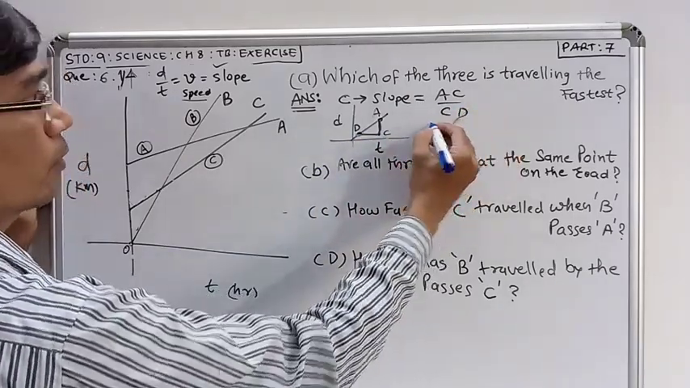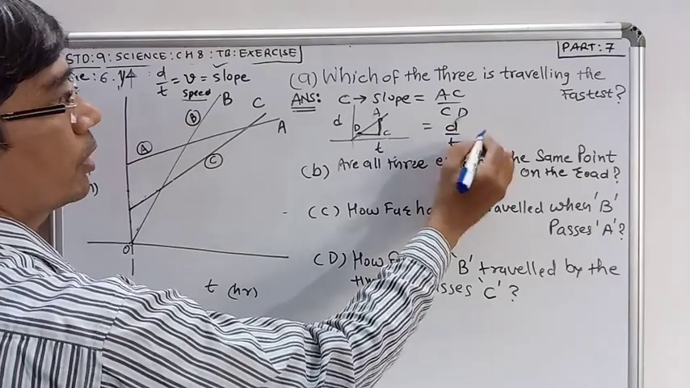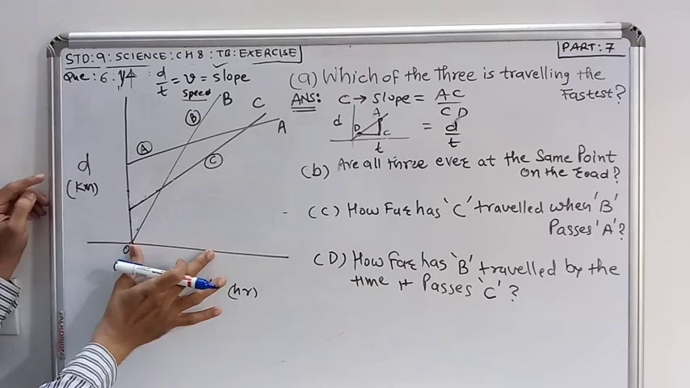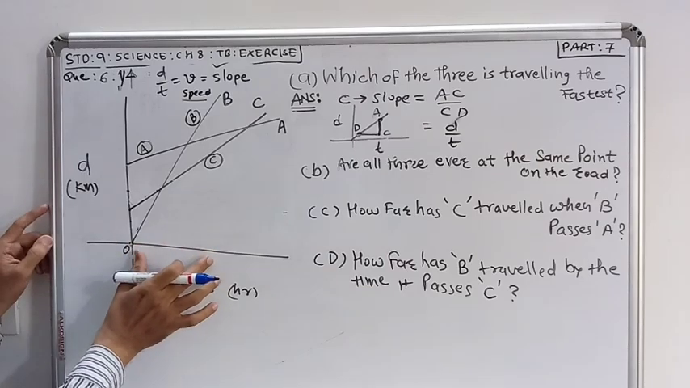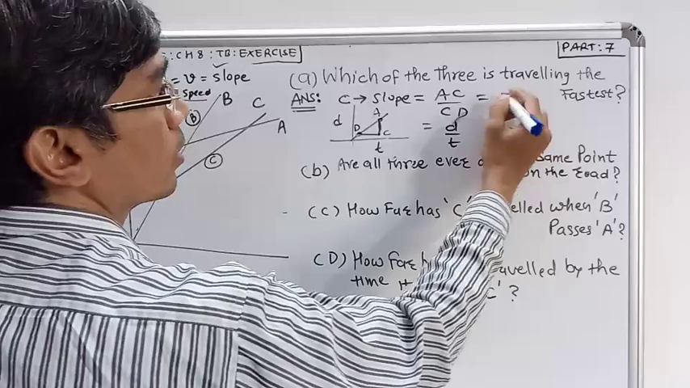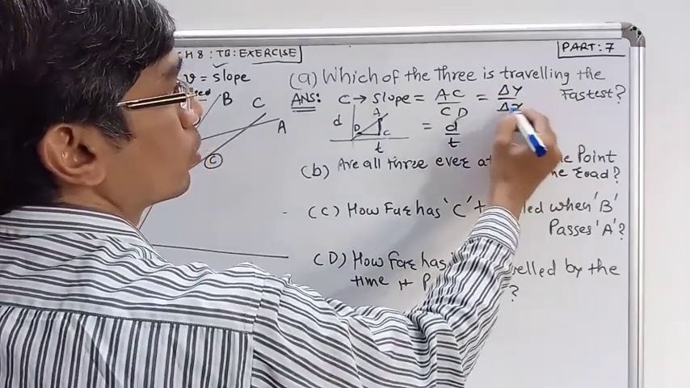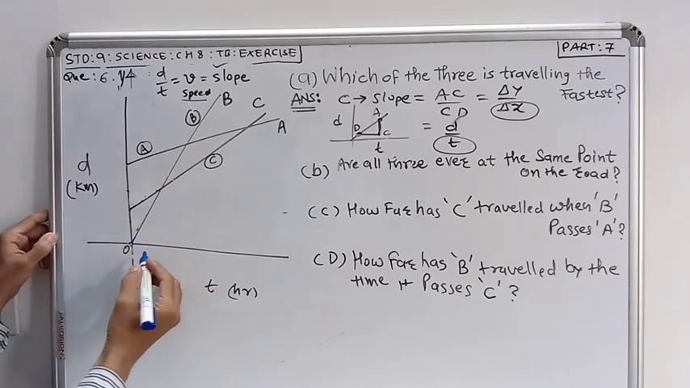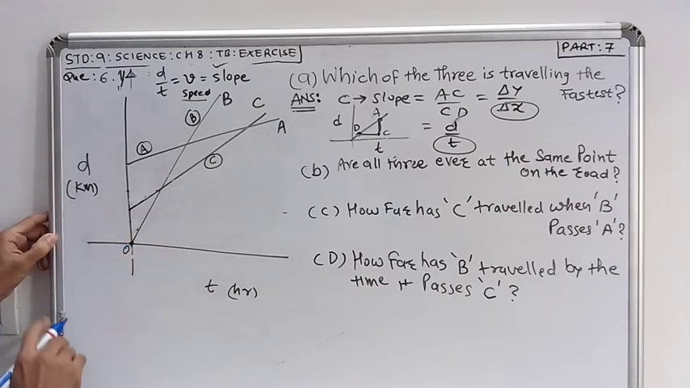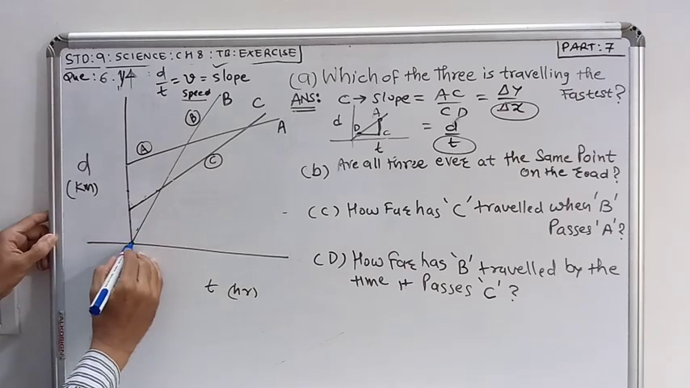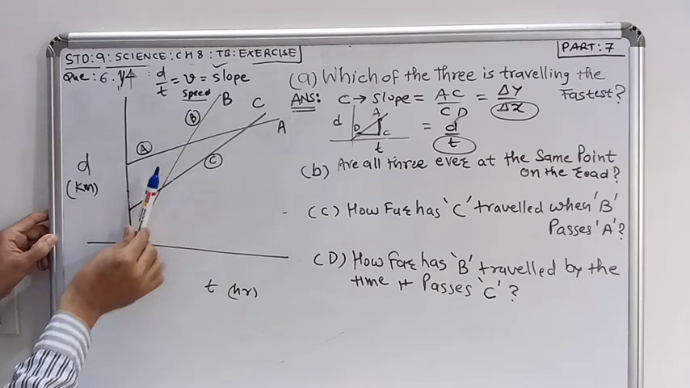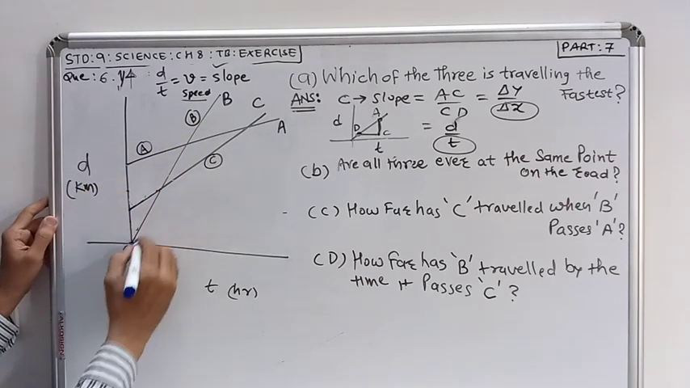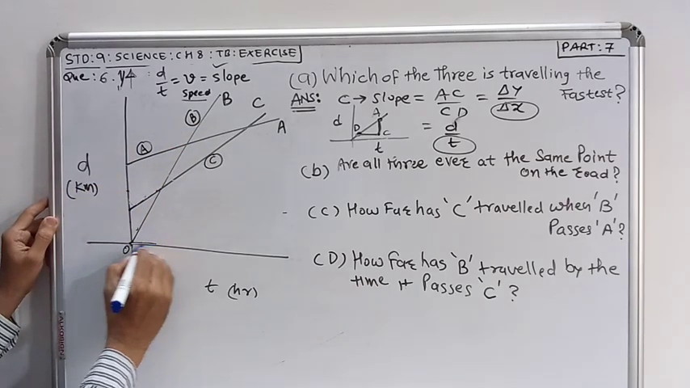So here we have slope D upon T. Here CD acts like time, so we are taking the delta x. This is taken as delta y upon delta x. So delta x is the time here. We start from the 0 point and take the same delta x for all the cases B, C and A. In that way, now we can draw the slope.